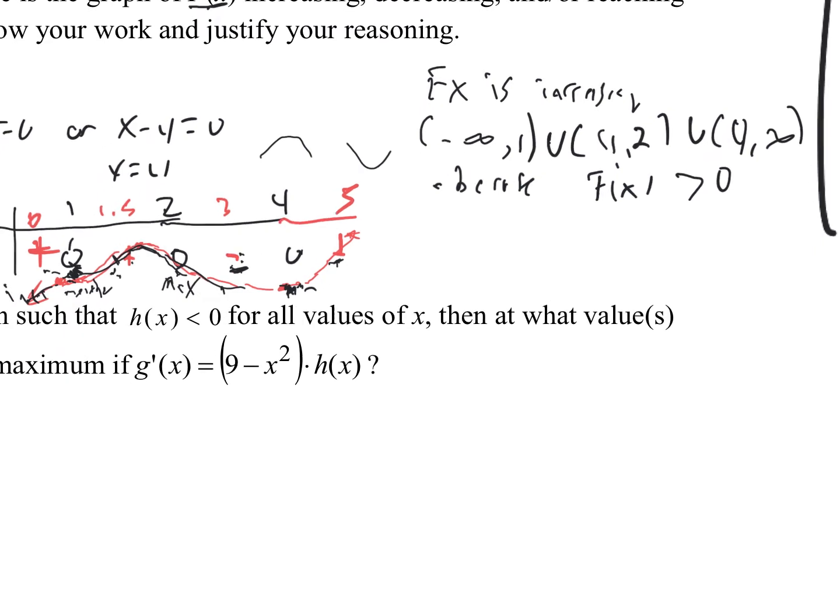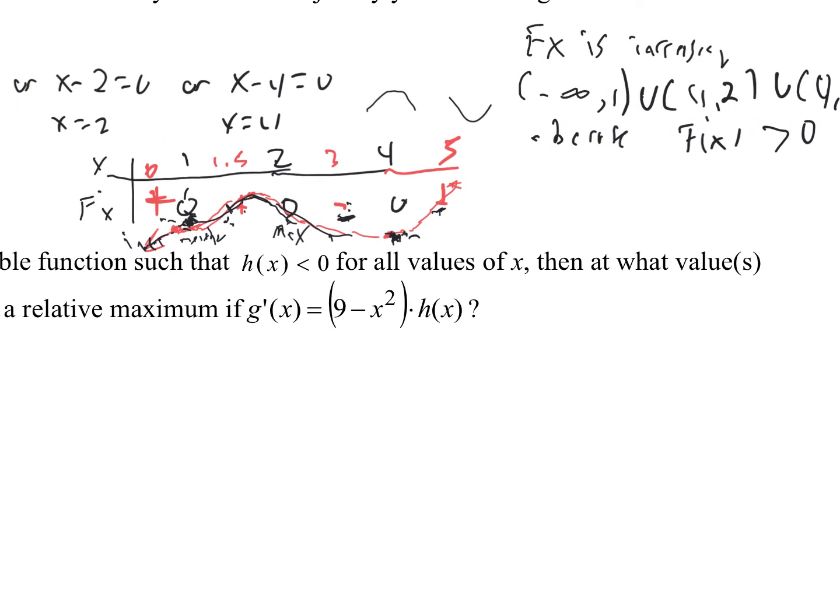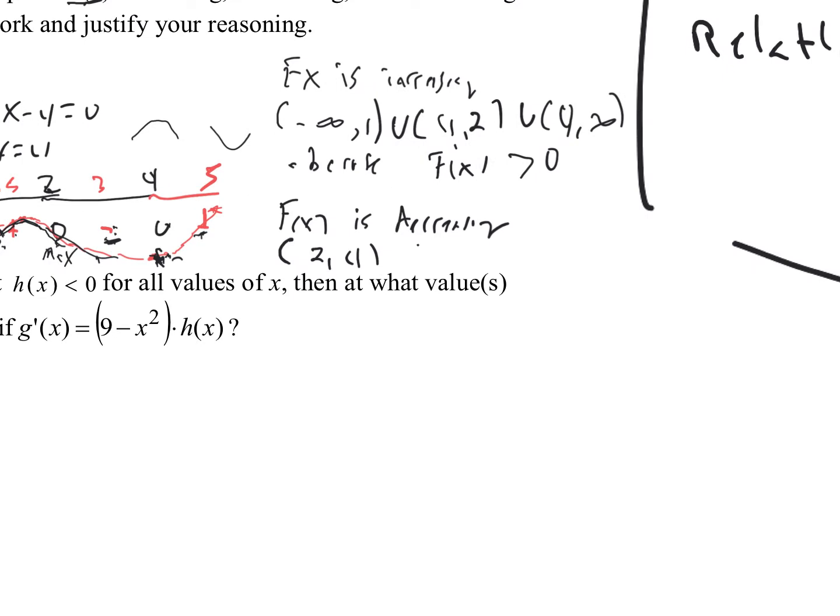Then what was my interval of decreasing? That was from 2 to 4, decreasing until I get to the 4 again. So I can say f of x is decreasing on the interval 2 to 4. And you got to say, because f prime of x is less than 0.